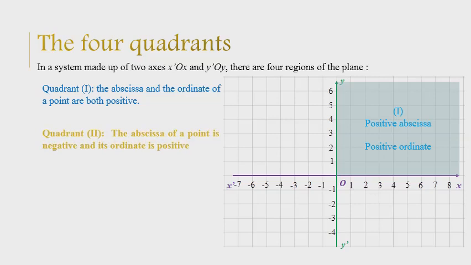We have quadrant 2 or the second region. The abscissa of a point is negative, but the ordinate is positive. And this is the second quadrant, negative abscissa and positive ordinate. You have to memorize this information.